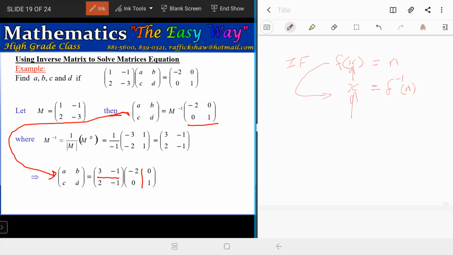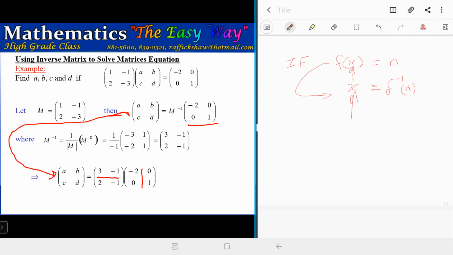You multiply them like that, and you end up with that matrix when you multiply them. And what it therefore means is that the A is equal to -6, the B is equal to -1, the C is equal to -4, the D is equal to -1. So those are your values.